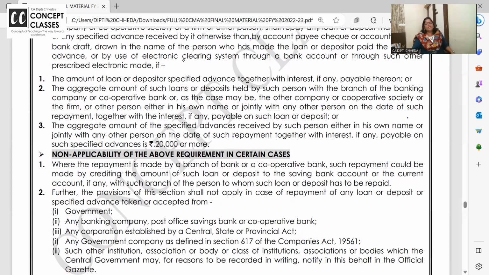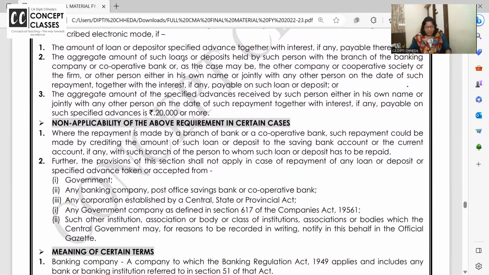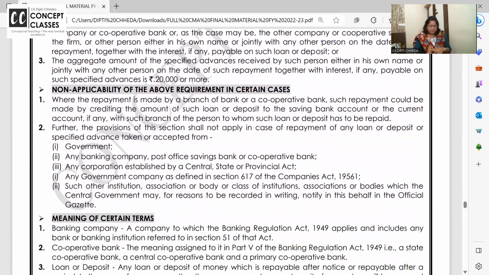No. Loan is repaid in cash above 20,000 quarter. Non-applicability of above provisions: where the loan repayment is made by a bank. The bank is repaying us the loan, a cooperative bank, and repayment could be made by crediting the amount of loan or deposit to the saving bank account. Look, can a bank repay the loan in cash? Yes. Or sometimes the bank doesn't repay in cash, they transfer to your saving account or current account.